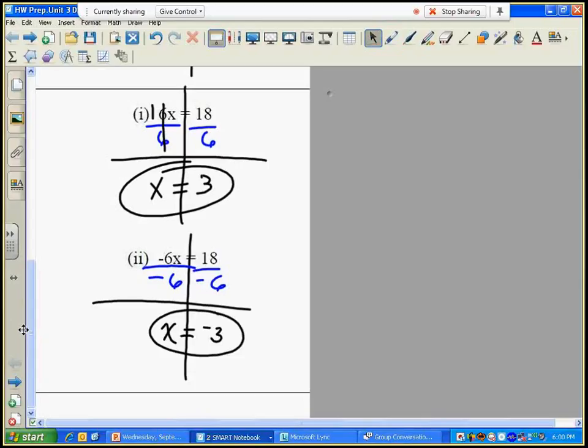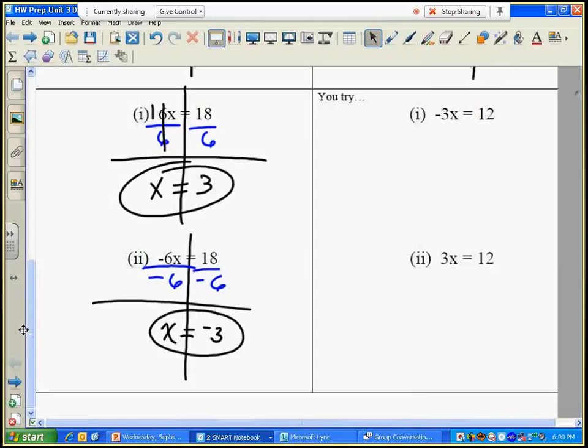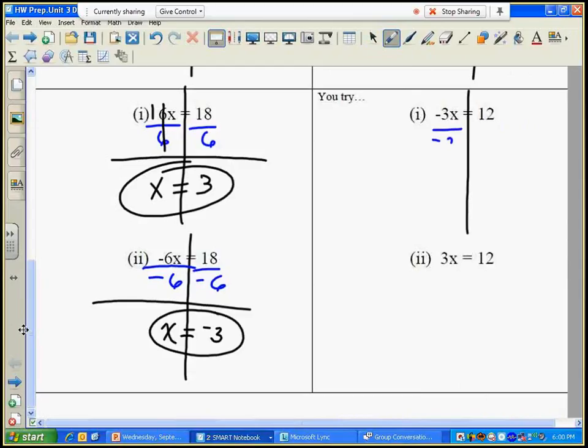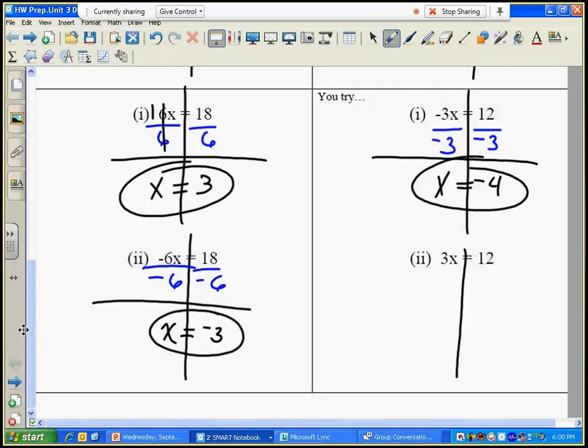Take a moment to try this with the ones on the right. Okay, vertical line bar. We want to divide away that negative 3. We just performed an action. So we end up with x is equal to negative 4. On the bottom, we want to divide away that 3.